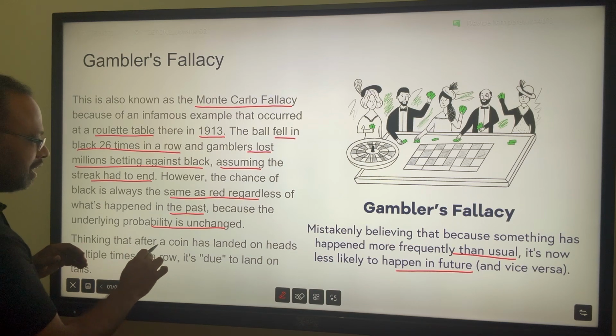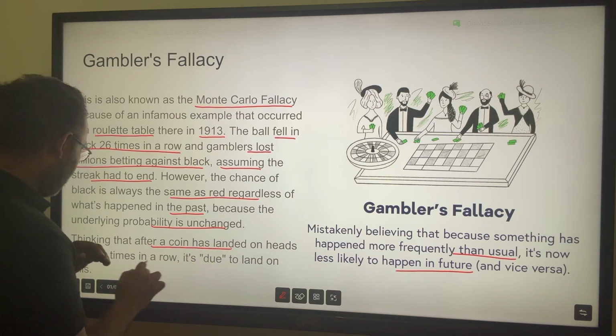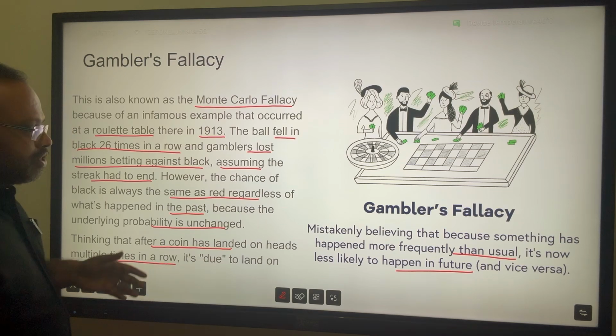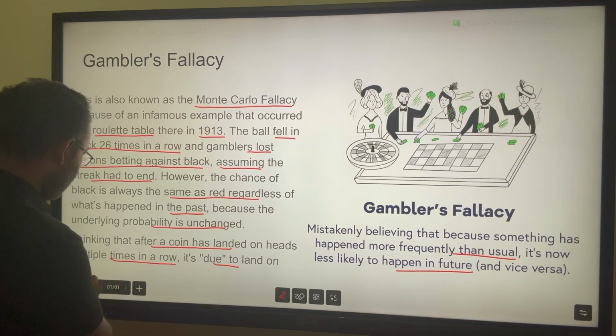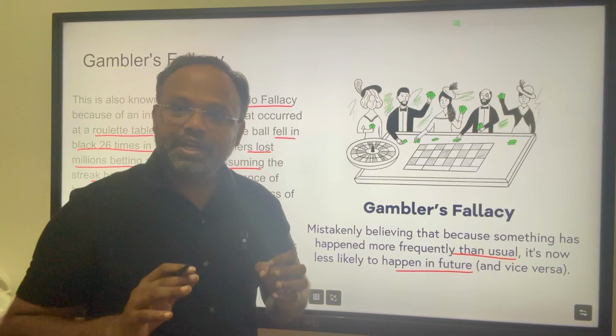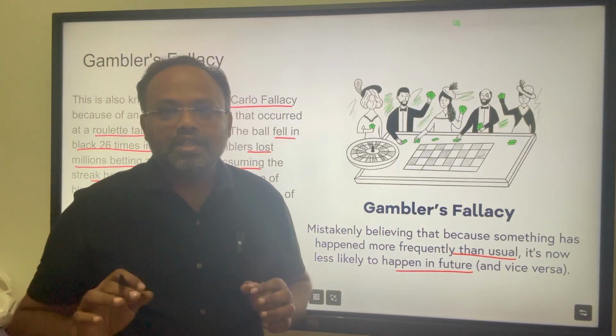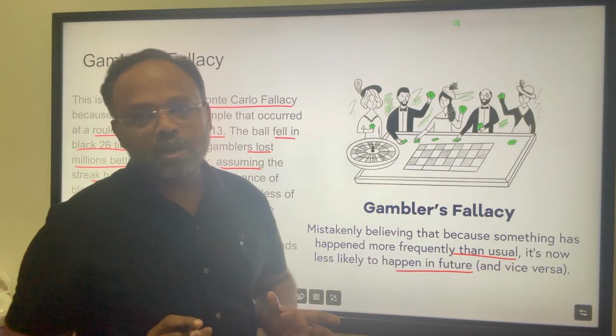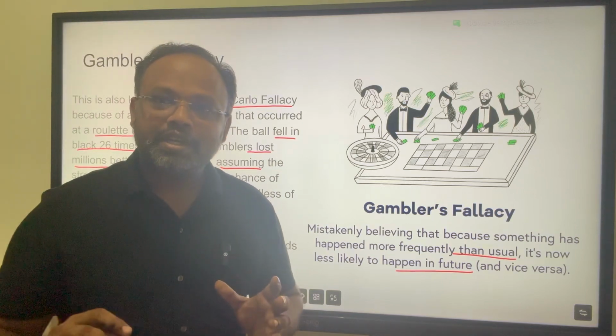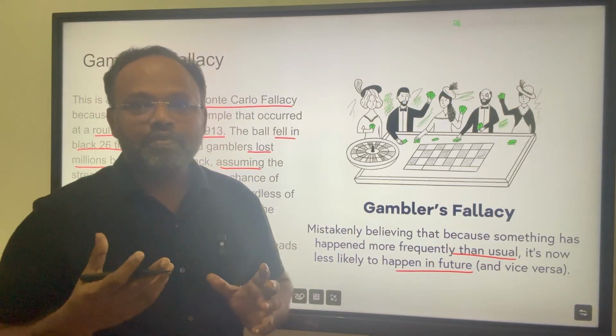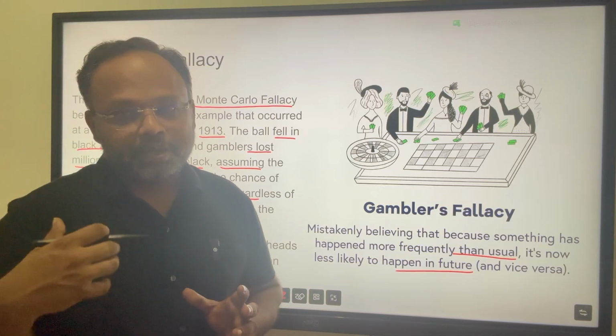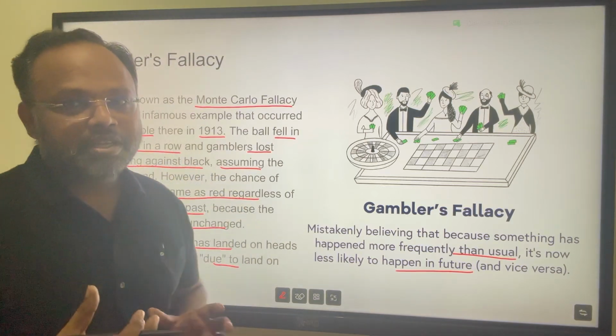Usually people think that after a coin has landed on heads multiple times in a row, it's due to land on tails. So we think that way. As I said, every time the coin is tossed, the chance of head and tail is going to be equal. There is no connection between the past results. So if our mind is biased by the previous result, that is called gambler's fallacy.